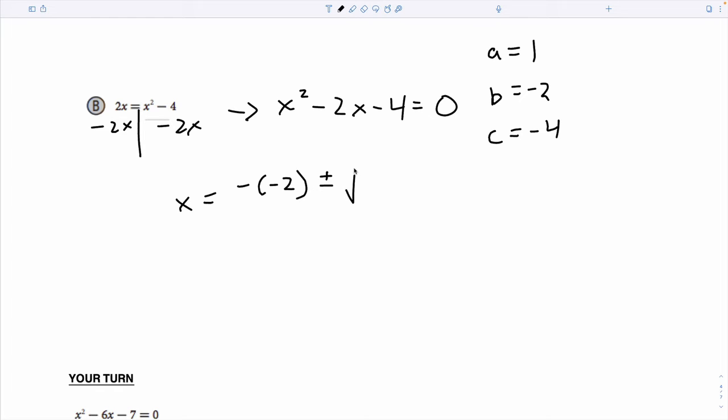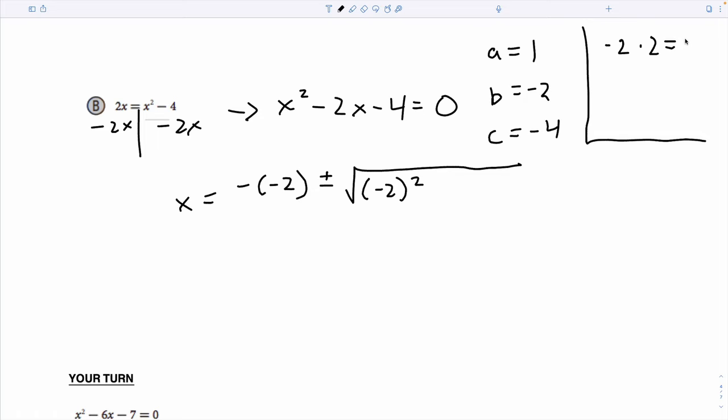-b plus or minus the square root of b squared. Why did I put the -2 in parentheses? Why is it important to put it in parentheses, Sasha? If I didn't have parentheses, it would look like that, which is -4. Because you need parentheses, it becomes a +4. It's completely different. That is extremely important.